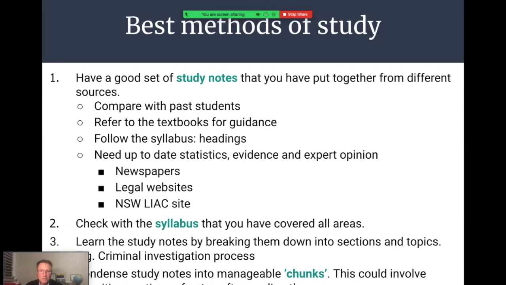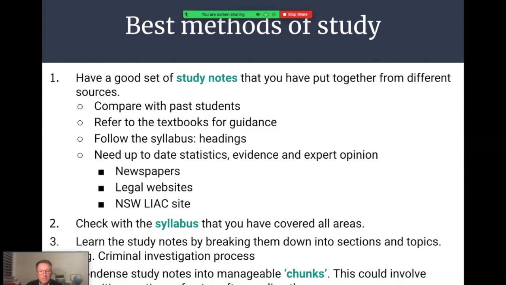You need up-to-date statistics, evidence, and expert opinions. You need quotes from newspapers. You need to get information from legal websites and the LILAC site. Check with the syllabus that you have covered all areas of the syllabus. There are not gaps in your knowledge. Every part of the syllabus can and will be assessed over time.